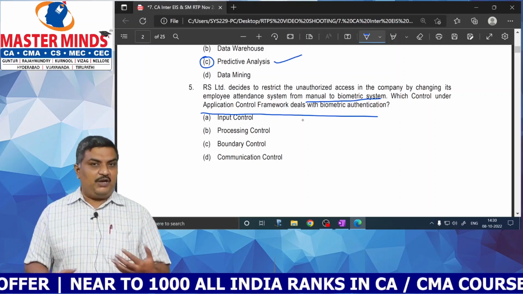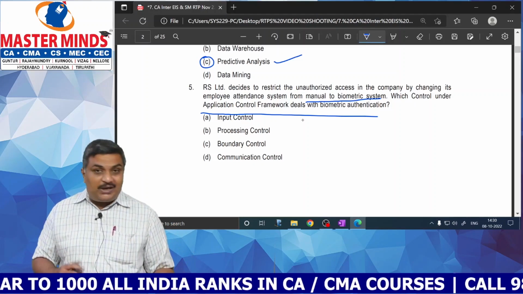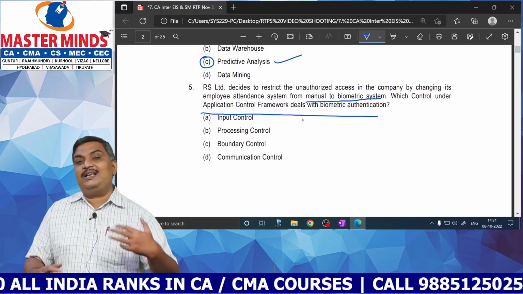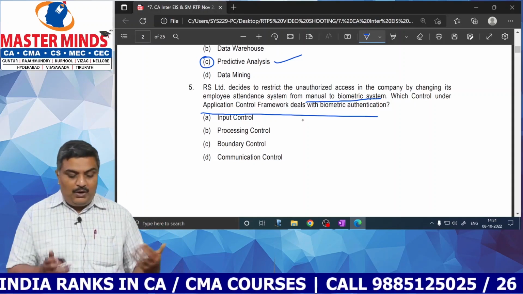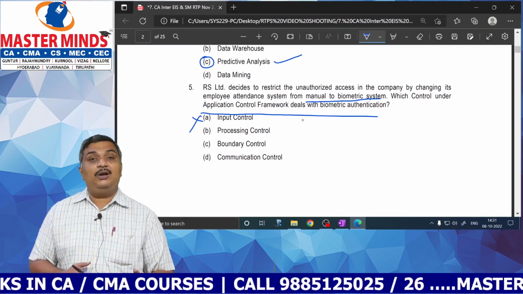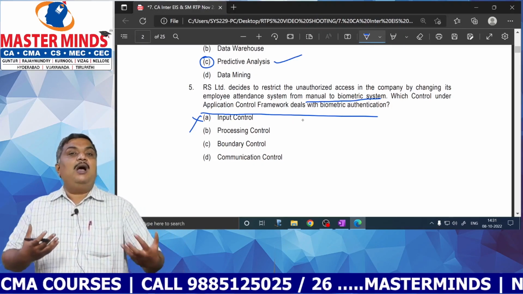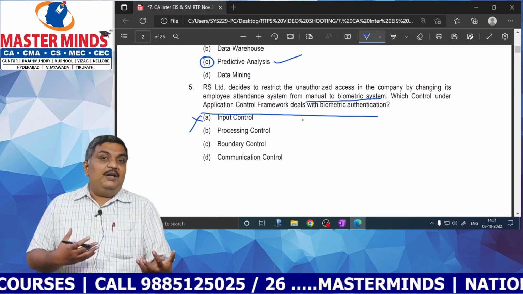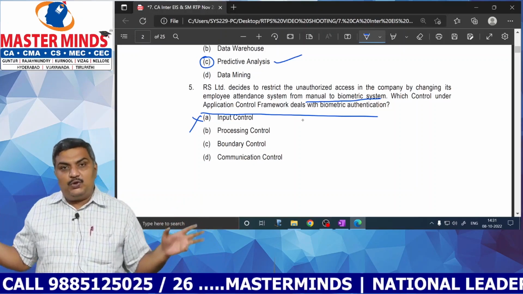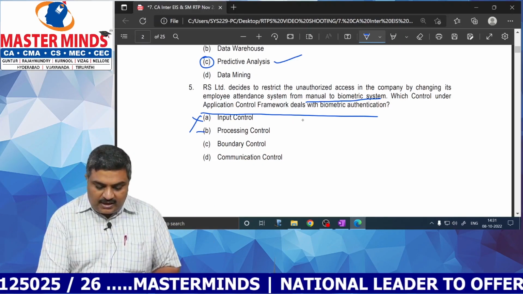So what kind of control can we think of? It is definitely not an input control, because here employees do not enter any data. It is just the case of taking the attendance. So it is not an input control. And is it a processing control? Taking the attendance is not a processing control. Processing control means after inputting the data, if you want to process the data, you need to have certain controls like real memory controls, virtual memory controls, processor controls and all. So that is not a processing control.